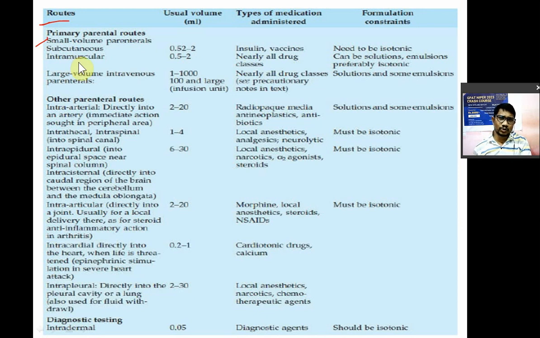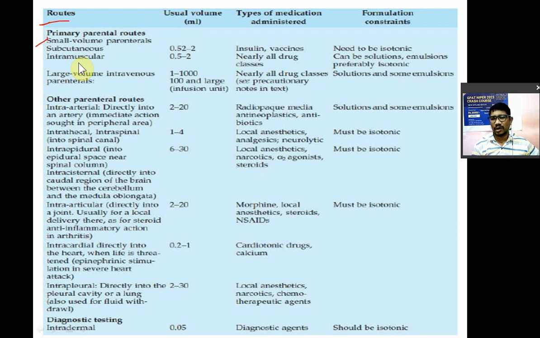Now, small volume and large volume parenteral. There are two types of parenteral preparations: small volume parenterals and large volume parenterals. Small volume parenterals means ampoules and vials. Ampoules are 2 ml, 3 ml. In vials the quantity of final solution, suspension or emulsion for injection may be up to 30 ml. A vial is considered a multi-dose container. An ampoule is known as a single dose container.